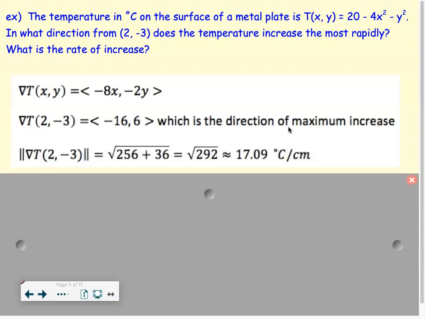Okay. Then the actual amount of maximum increase is the magnitude of that vector, which I got √292, or around 17.09. And I went ahead and put in units, degrees Celsius per centimeter. It's the rate of change of your temperature as you move in that direction on the metal plate.